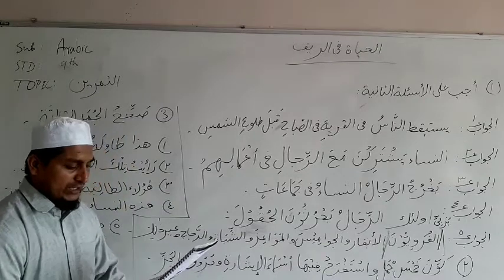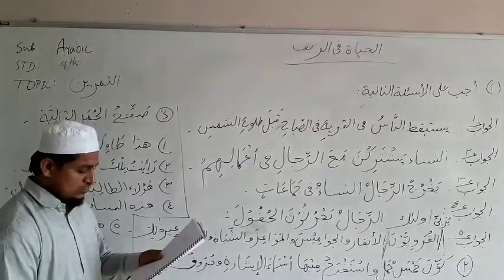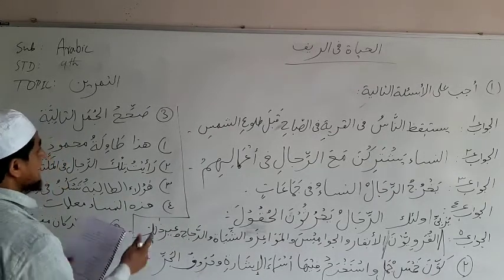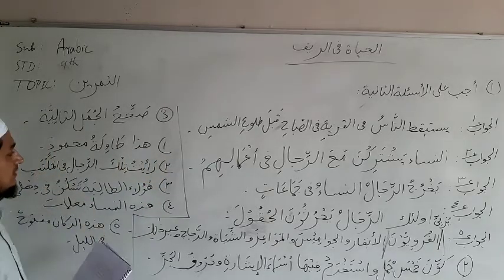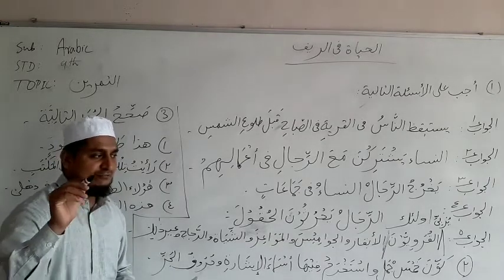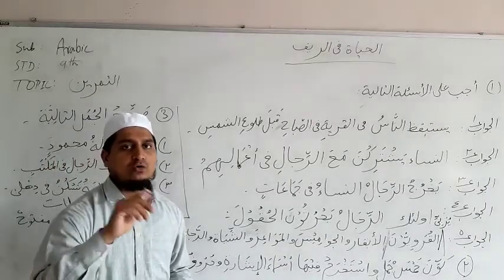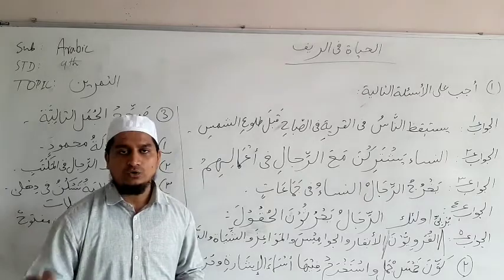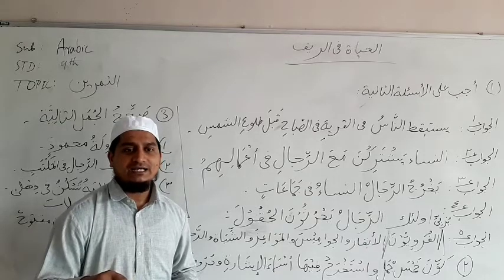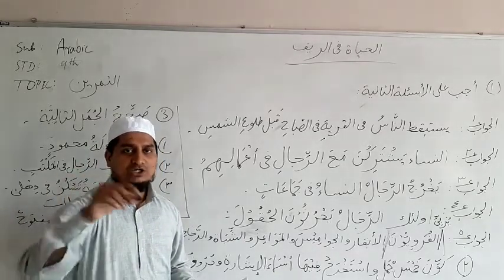Next exercise, exercise number 3, صحح الجمل التالية. There are five sentences which are incorrect. So you will have to rectify these sentences. First sentence is هذا قليلة محمود. Look, here asma' al-ishara and mushar ilayhi are used. One thing which you already knew is that asma' al-ishara will come according to mushar ilayhi, to whom we are pointing out.